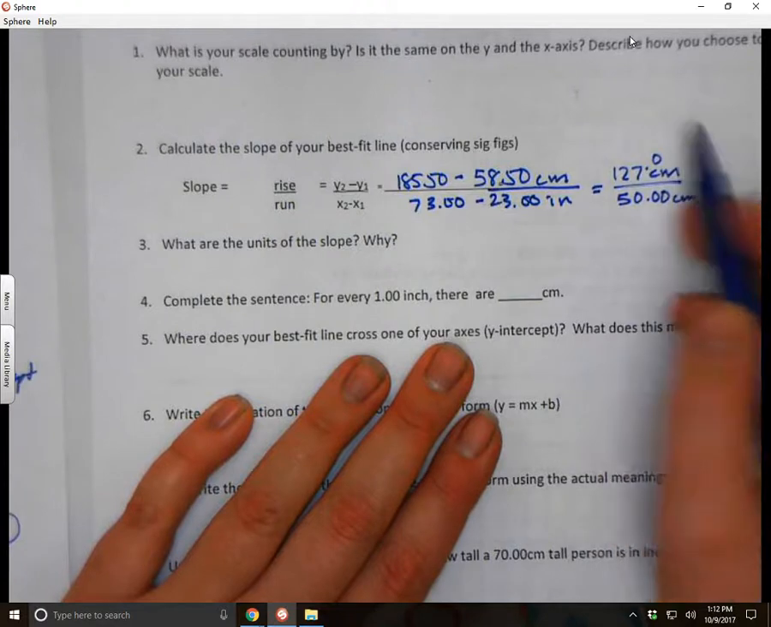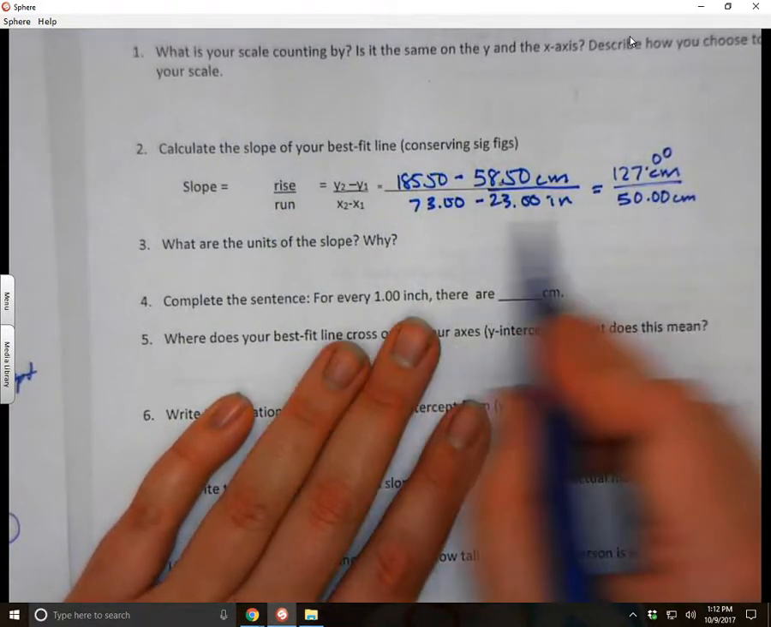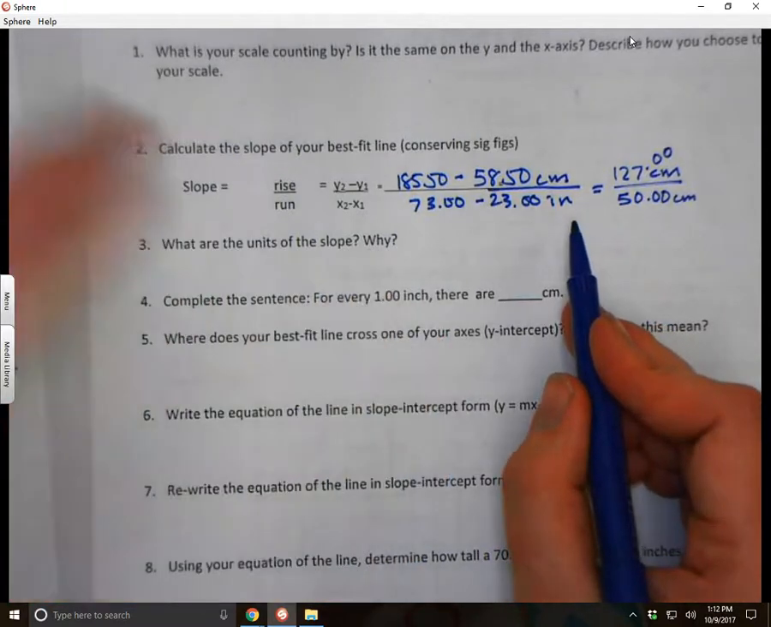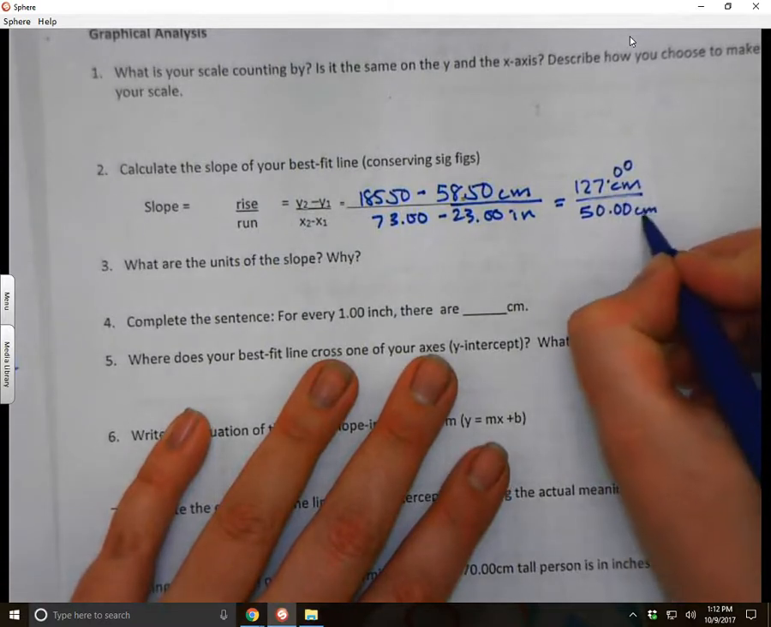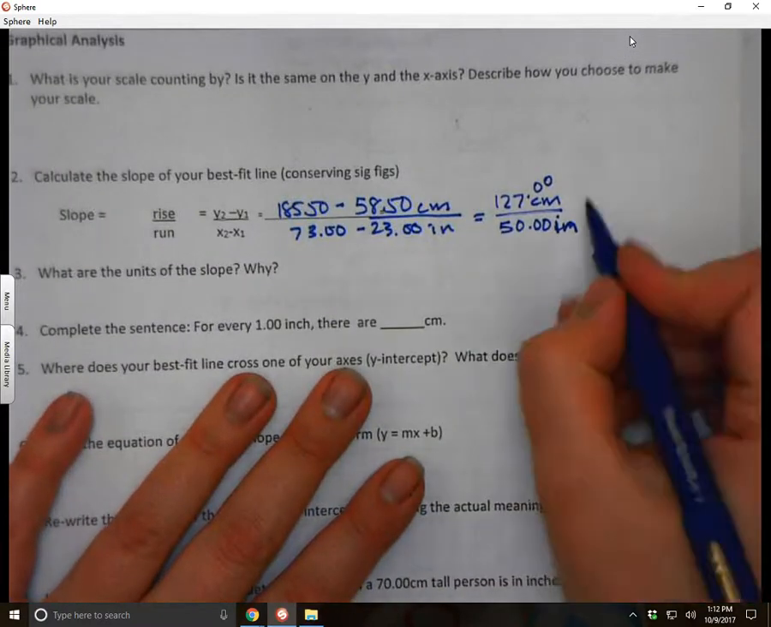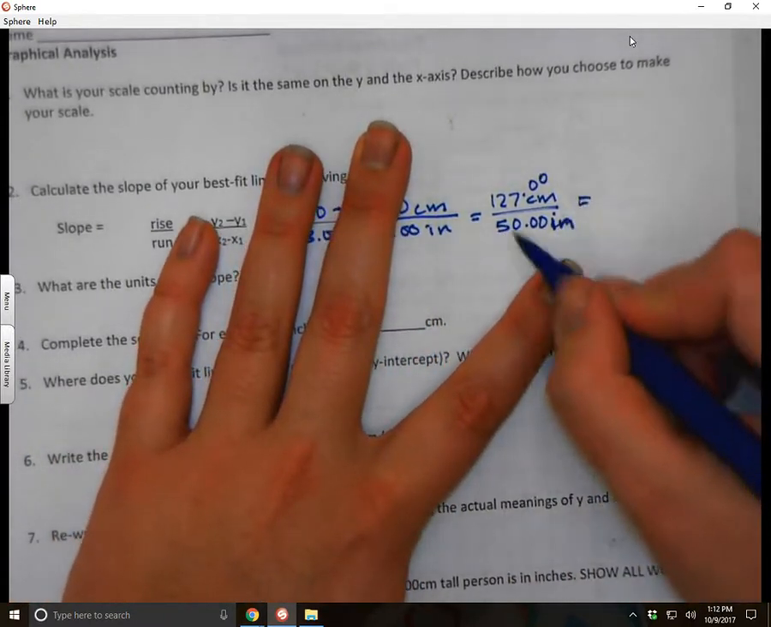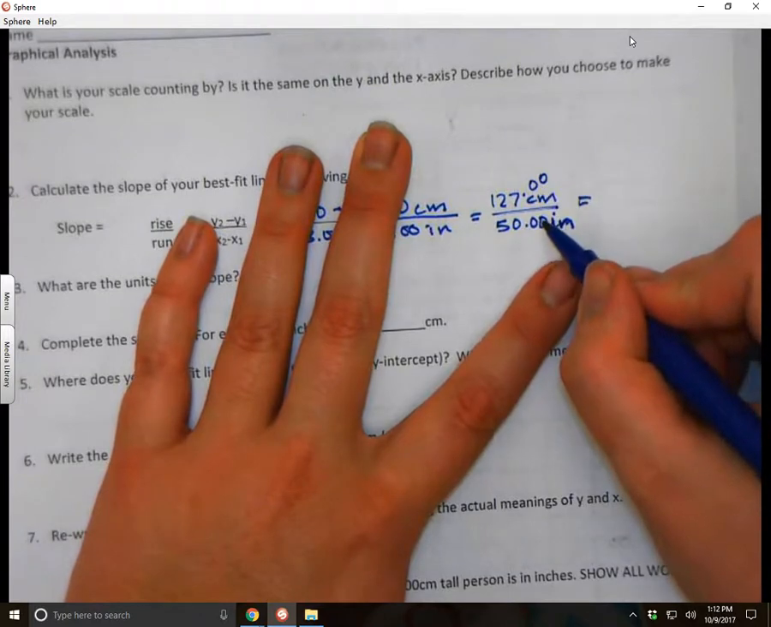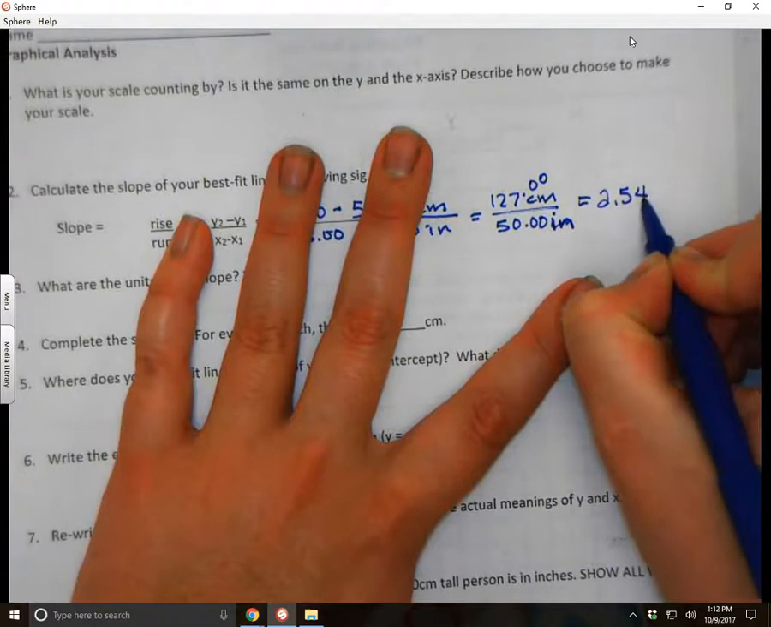Yes, Carly. Thank you. Okay, so now when I divide that out, I'm going to have 127 divided by 50. There's 5 significant figures and 4 significant figures, so I can actually keep 4. So this should be 2.540 centimeters per inch.